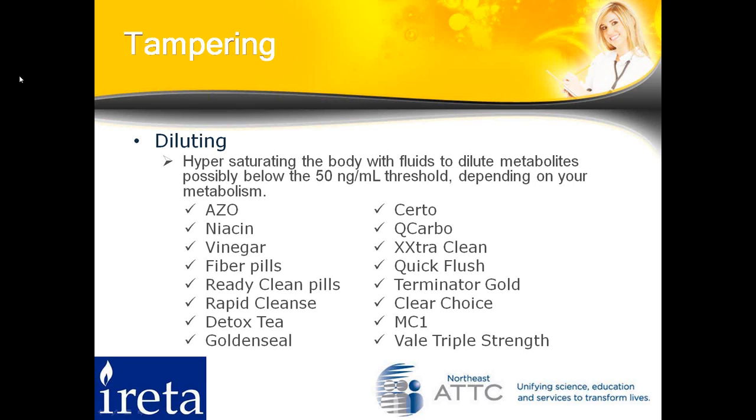Some of it is very common, easy to get to things. Niacin, vinegar, easy to get to. Fiber pills, easy to get to. Then there's a variety of things that they can go to the herbal stores, herbal medicine stores, the health food places, or online to get things like ready clean pills, rapid cleanse, something called detox tea, golden seal. Golden seal's been one of those things that people have been trying to use for years, and the list continues.